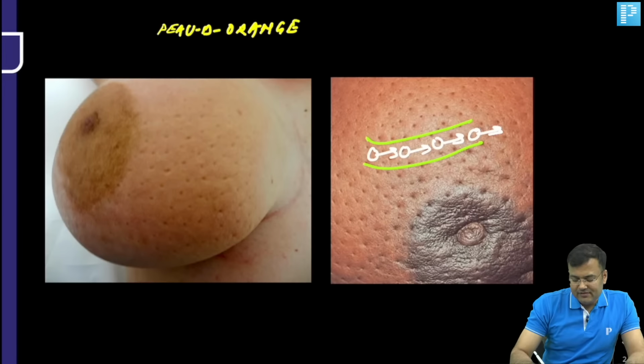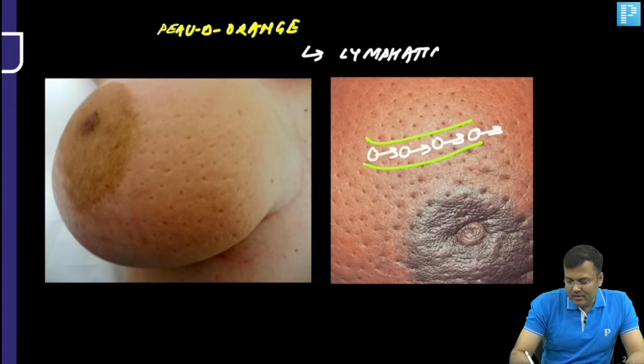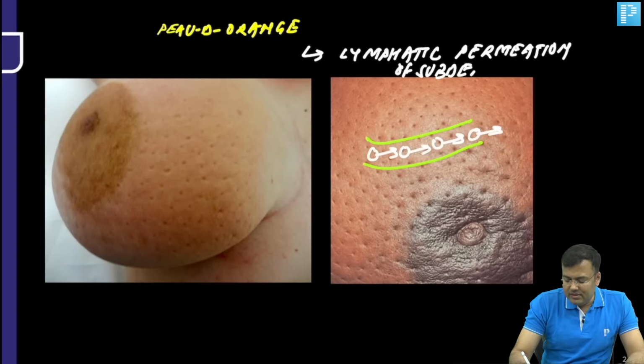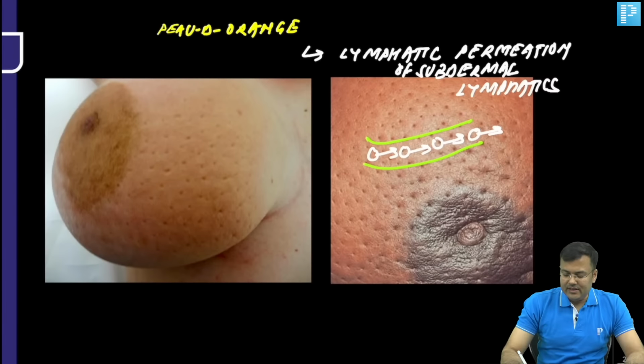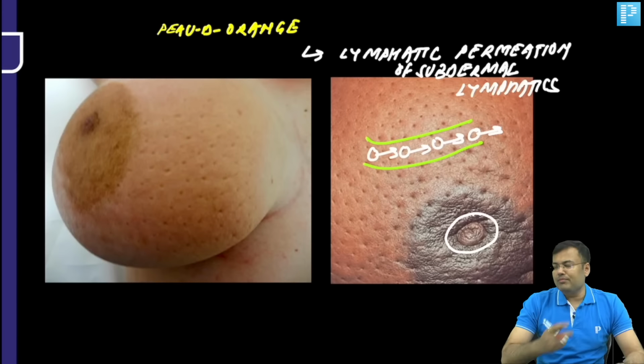So it is because of lymphatic permeation of subdermal lymphatics by tumor cells. Clear? By tumor cells. Apart from peau d'orange, you can see here there is an additional point which you can see.